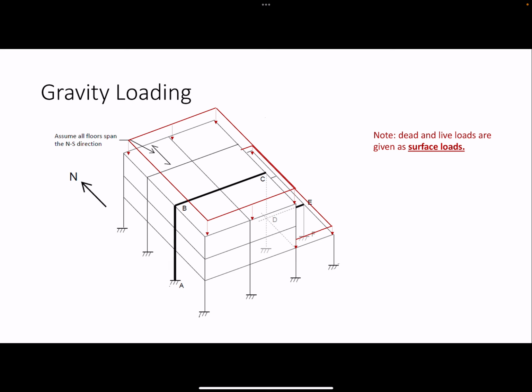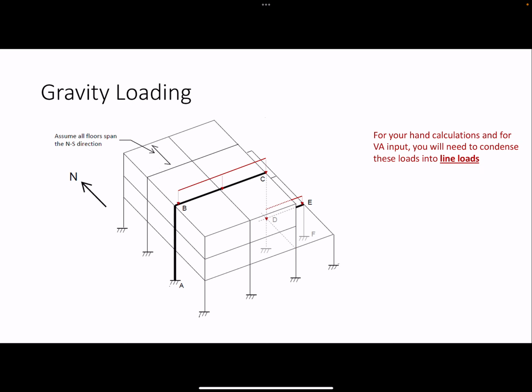All right, so with your gravity loads, as you noticed, they are provided to you as surface loads. So your first task is going to be to condense them into line loads that are acting on the beams in the frame that you are considering. So you're going to calculate that tributary width for that frame and calculate what the line loads are on all of the beams in that frame. That should probably just be the very first step that you take in this project, because you'll need it for your approximate analysis calcs and for your visual analysis.